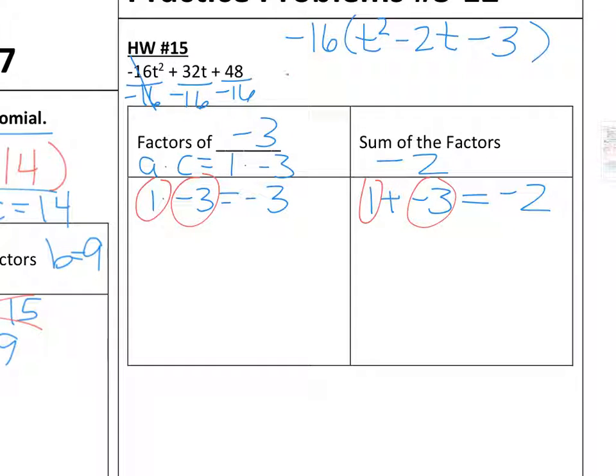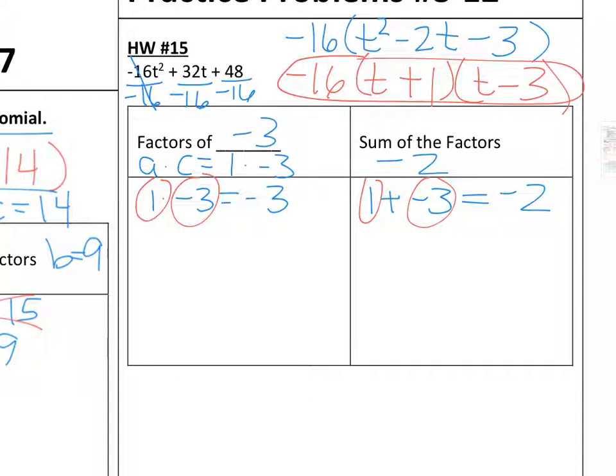So drop the negative 16 down, put your 2 parentheses, t's in the front, and then a positive 1 and a negative 3. And this is the answer, the factored form of this quadratic.